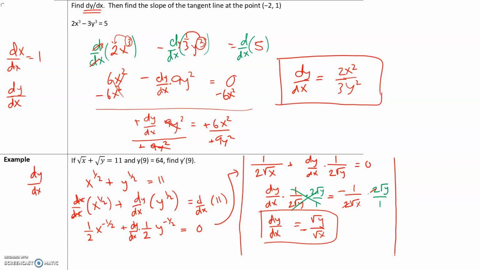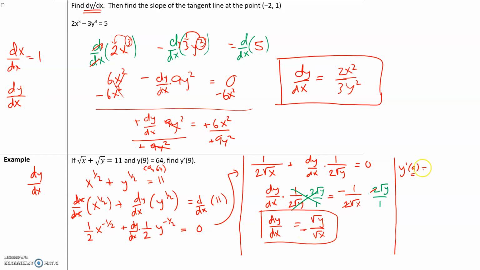Once we get the derivative with respect to x, here's the next part. Here's what we know. We know that y of 9 equals 64. So that means our x value is 9 and our y value is 64. So since we want to find y prime of 9, let's plug in x equals 9. But when we do that, we also have to plug in y equals 64. So y prime of 9 means we're plugging x equals 9 into the derivative. Y prime is the derivative, which is why we plug it into the derivative, not the original equation.